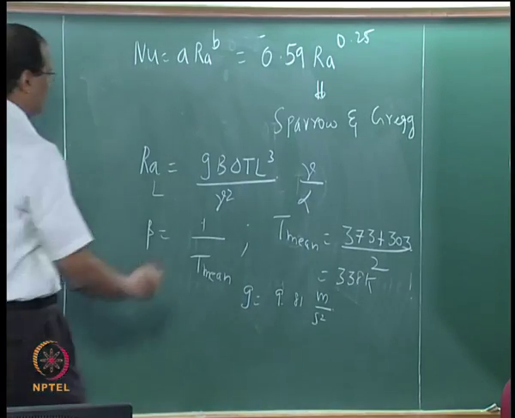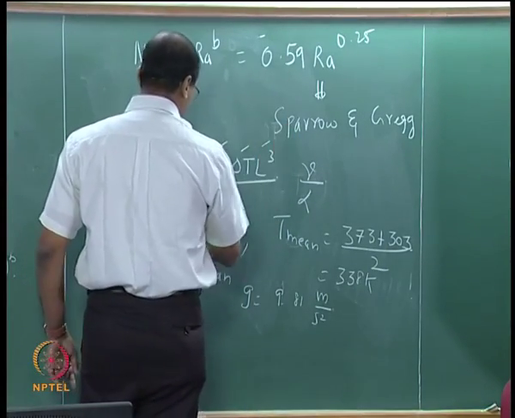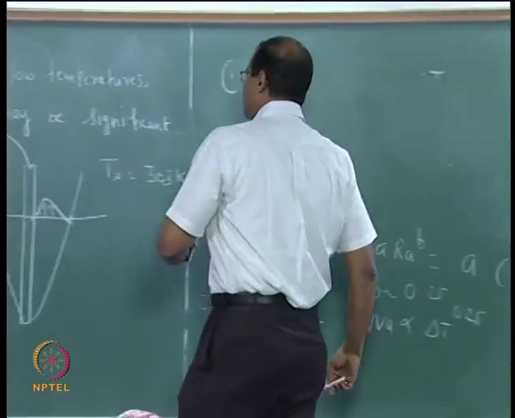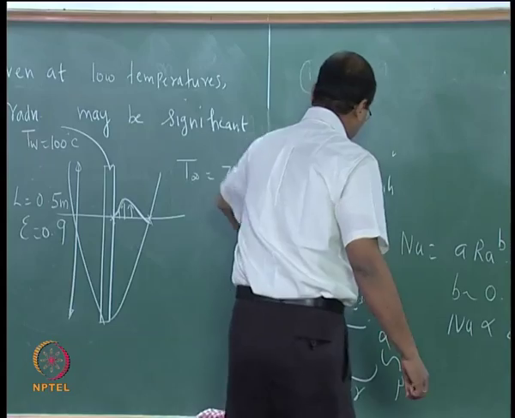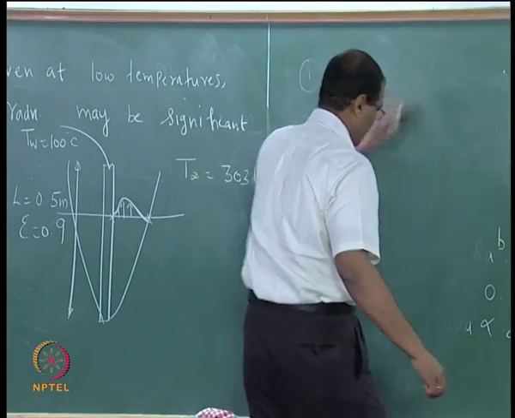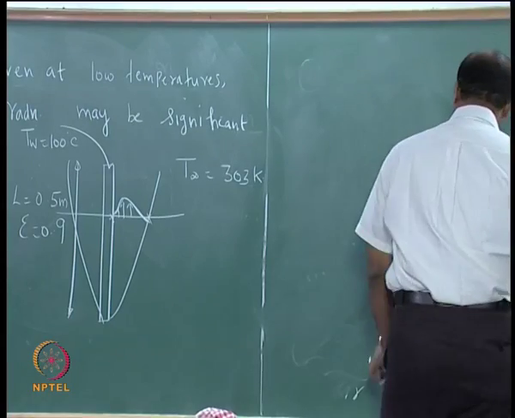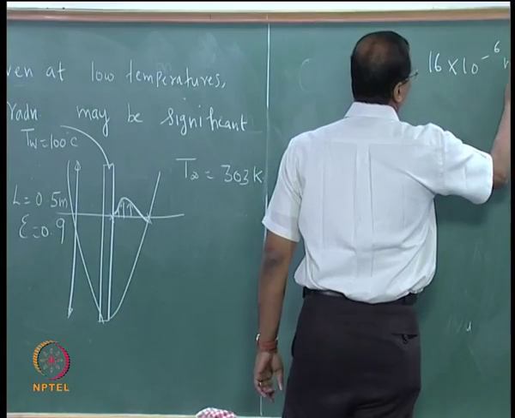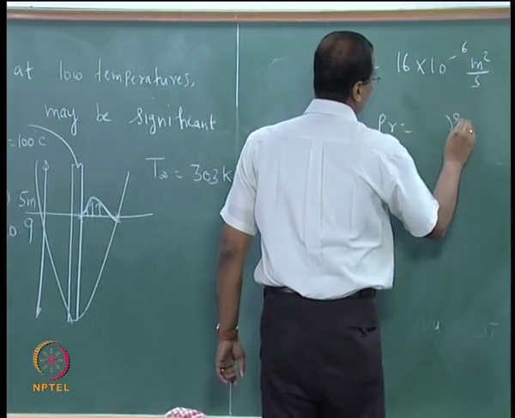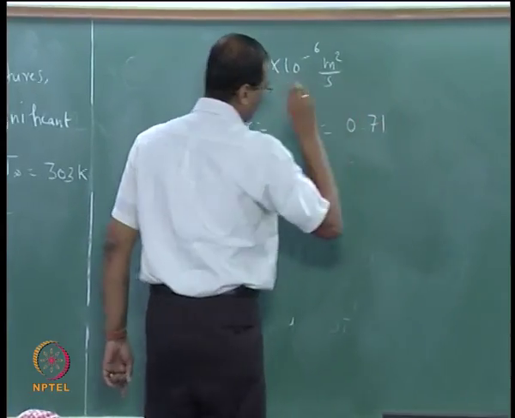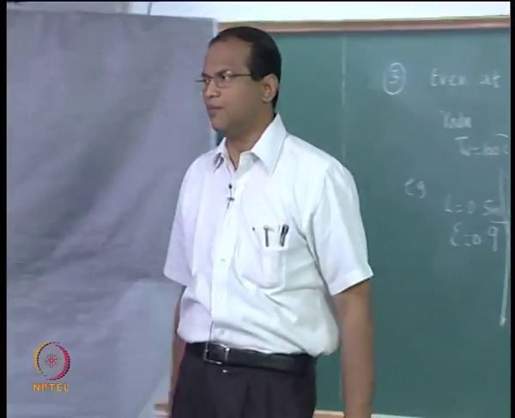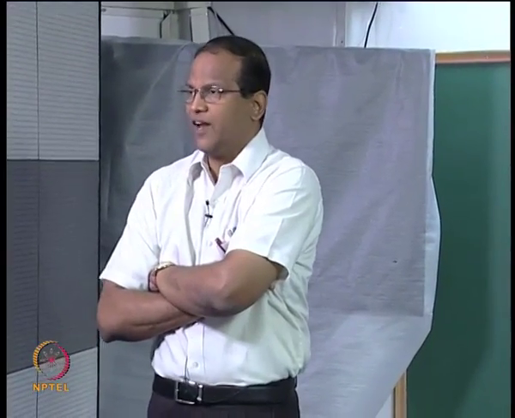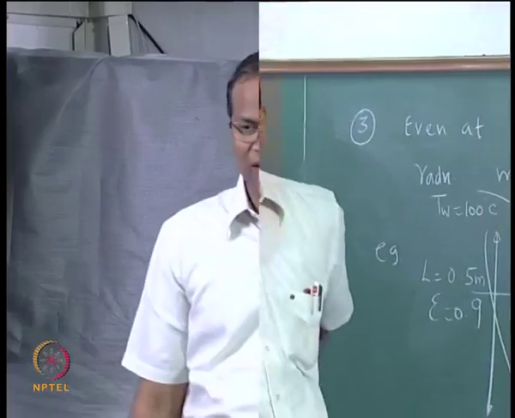So we got g, we got beta, we got delta T, L is 0.5. I will give you the value of nu. Nu varies with temperature, but do not worry. Just go ahead and tell me the Rayleigh number. It has to be less than 10 to the power of 9 in order that it is laminar. If it is more than 10 to the power of 9, it will begin transition to a turbulent flow.